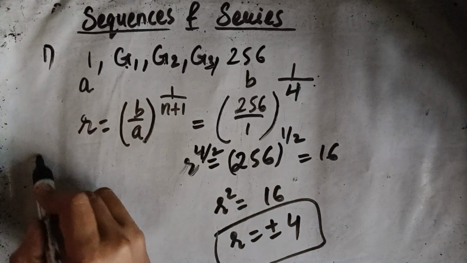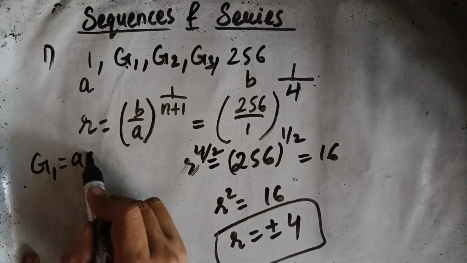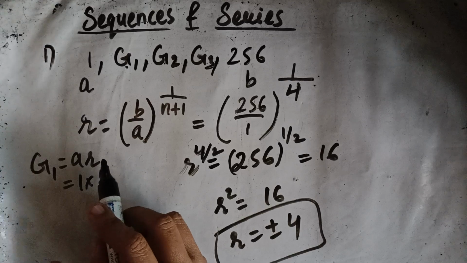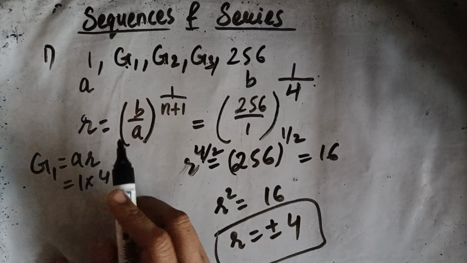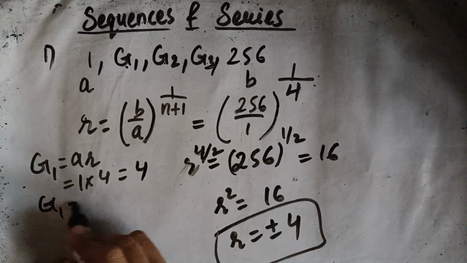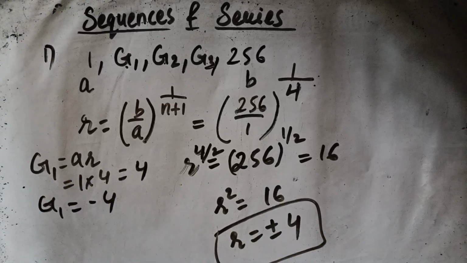So we can find G1. G1 is given by a into r, a is 1, into 4, so it will be 4. For minus 4, G1 will be minus 4. Same way you can find G2 and G3. So 4, 16 and 64.